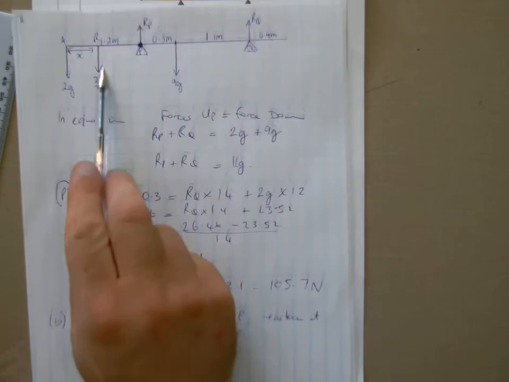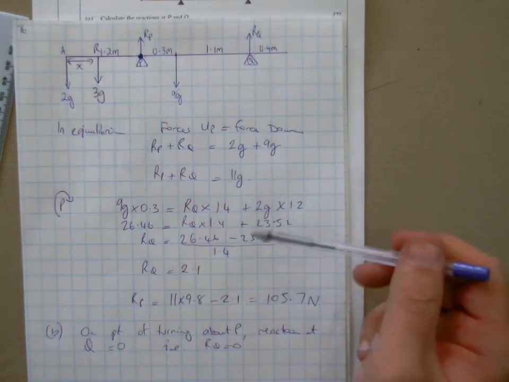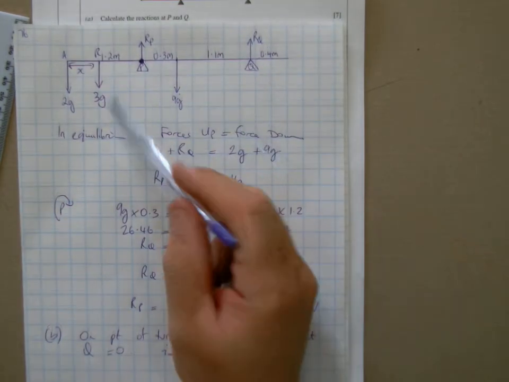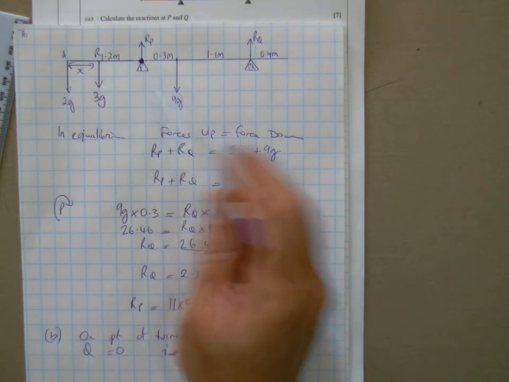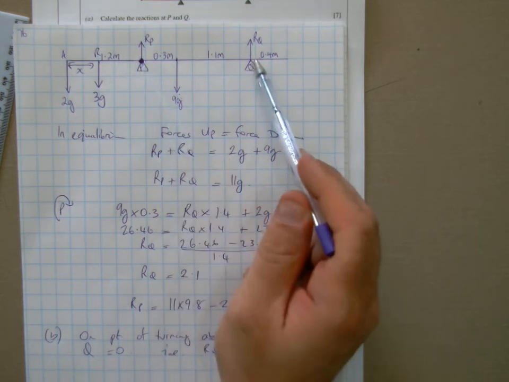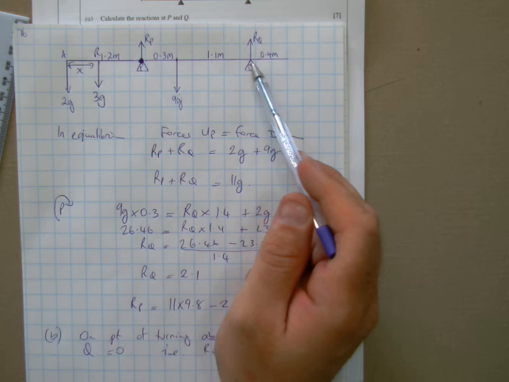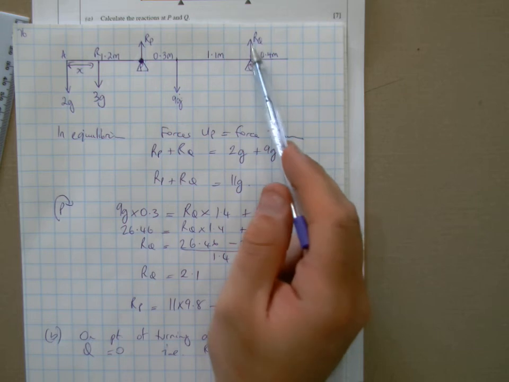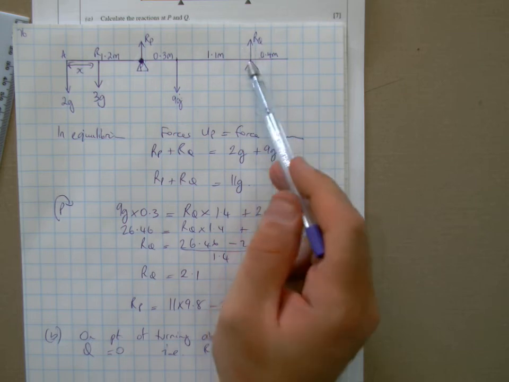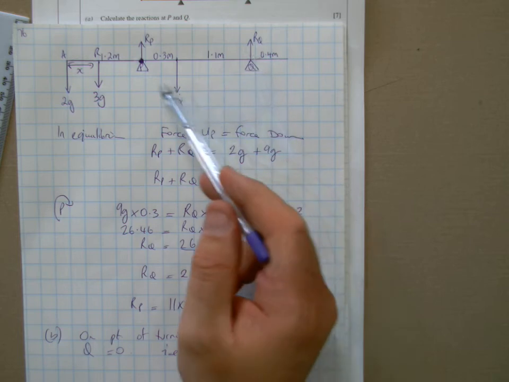If you add a mass here, reactions will change from what we got in part A, because it's on the point of turning about P, tilting about P. It's about to lift from here. If it's about to lift from there, there's no pressure on Q, so there's no support, so there's going to be no reaction there. It's a 0 reaction.